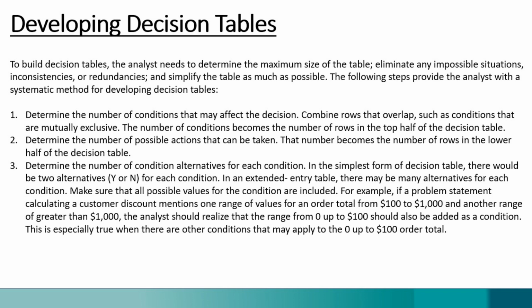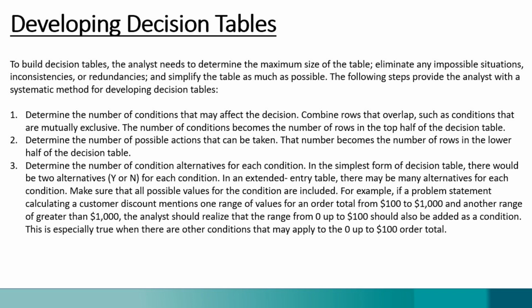To build decision tables, the analyst needs to determine the maximum size of the table, eliminate any impossible situations, inconsistencies, or redundancies, and simplify the table as much as possible. The following steps provide the analyst with a systematic method for developing decision tables. 1. Determine the number of conditions that may affect the decision. Combine rows that overlap, such as conditions that are mutually exclusive. The number of conditions becomes the number of rows in the top half of the decision table.